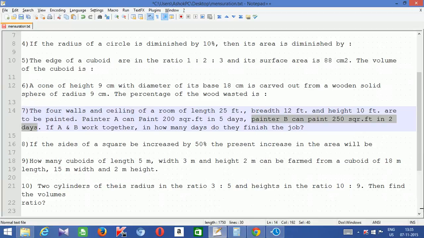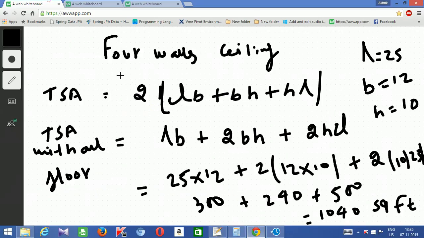I will repeat again. The 4 walls and the ceiling of a room are to be painted. Length 25, breadth 12 and height 10. You need to find the total surface area of the room that needs to be painted. You need to exclude the floor, that is why I am skipping this 2lb, only 1lb. This is without the floor. So 2bh plus 2hl, because these are the 4 walls, 2 walls and the other 2 walls. And I am getting 1040 square feet.